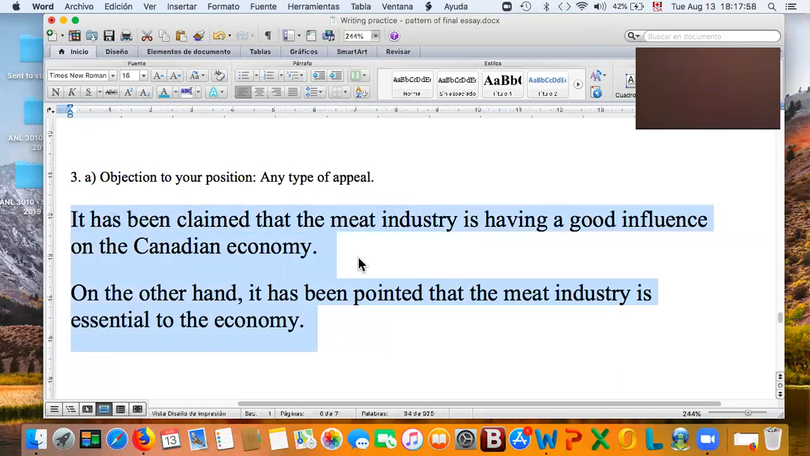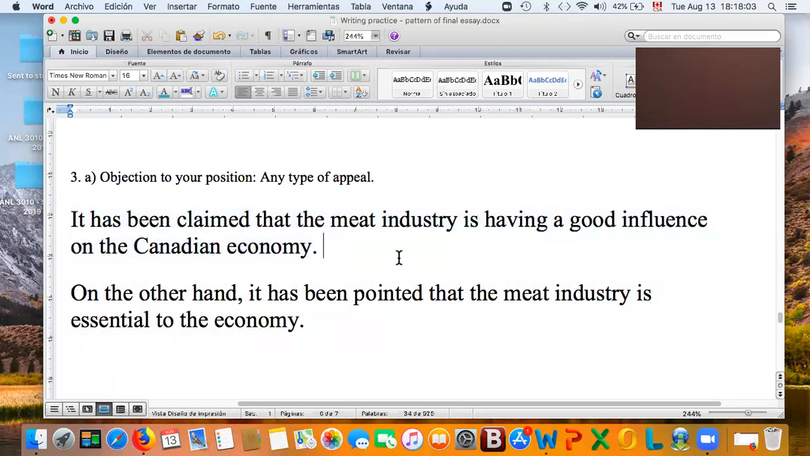It has been claimed that the meat industry is having a good influence on the Canadian economy. I found that kind of puzzling. To have a good influence, it's like, it makes me think that the Canadian economy is like a kindergarten class, and the meat industry is having a good influence on the children. I'm not saying, sorry, I don't mean to make fun of anybody, but that was the connotation that sort of came to mind.